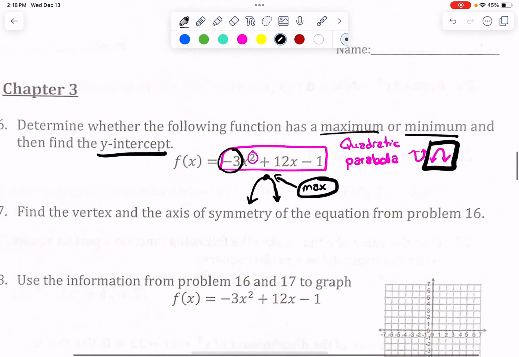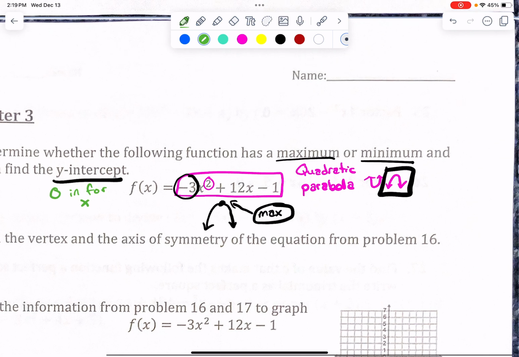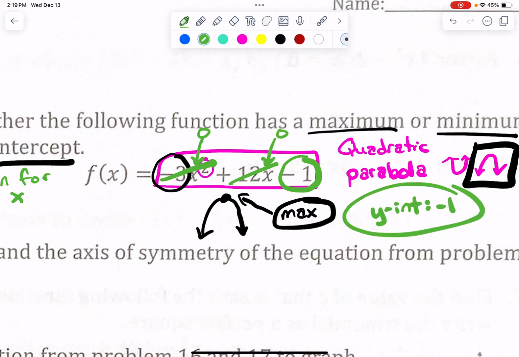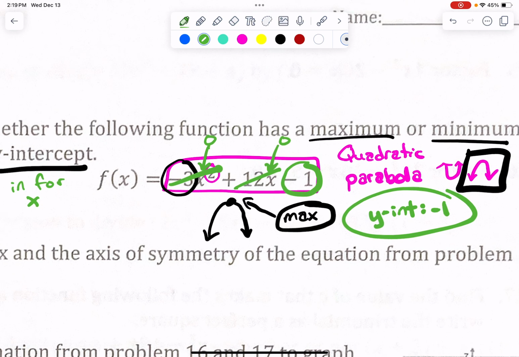Now find the y-intercept. You find a y-intercept by plugging 0 in for x. Some of you already know that if I plug 0 in here and here, 0 times that's going to go away, 0 times that's going to go away, so my y-intercept is just -1. I'm going to write it as a y-intercept. The y-intercept is -1. I'll label it better. So he has a maximum, and he has a y-intercept of -1.